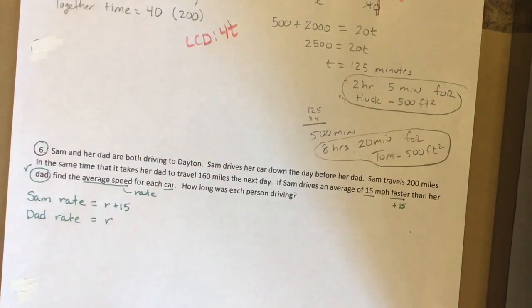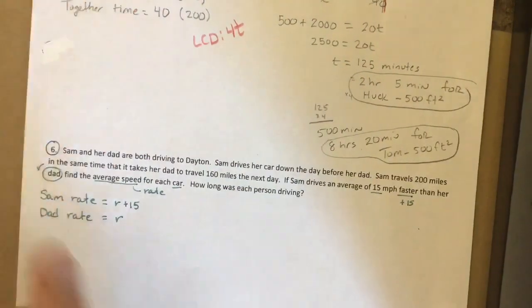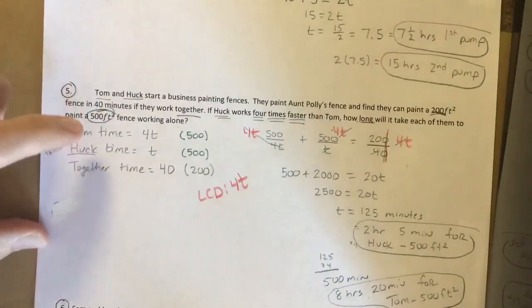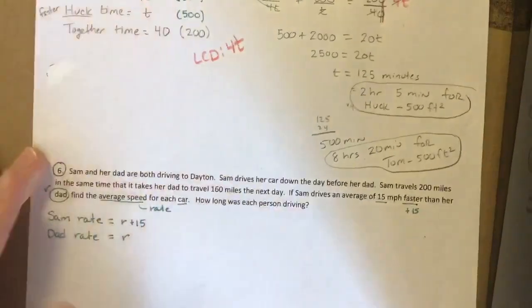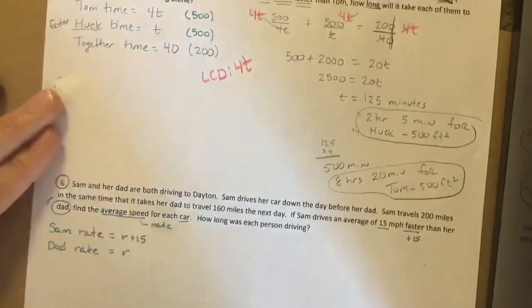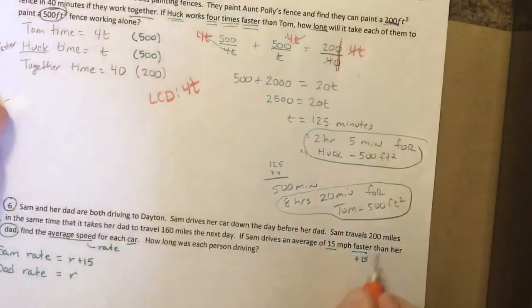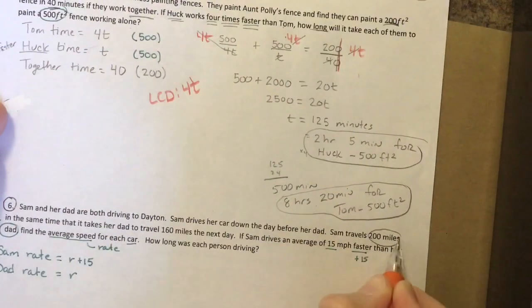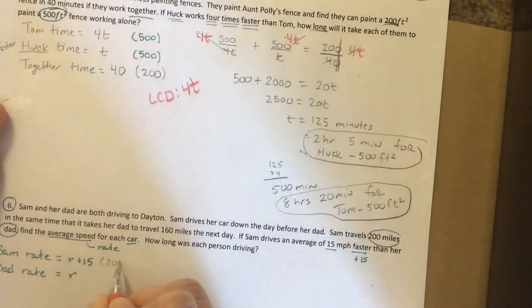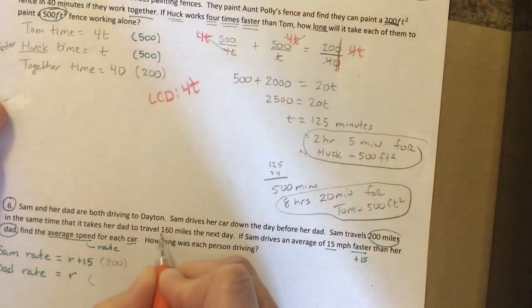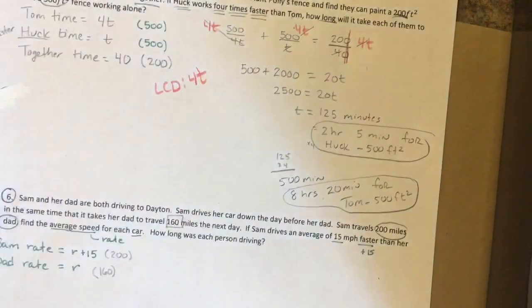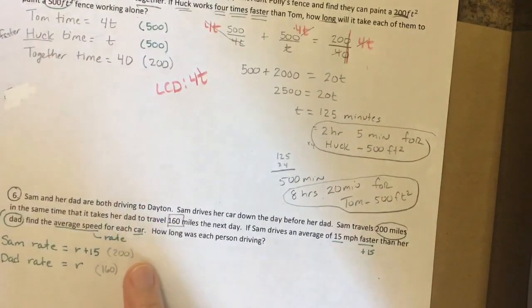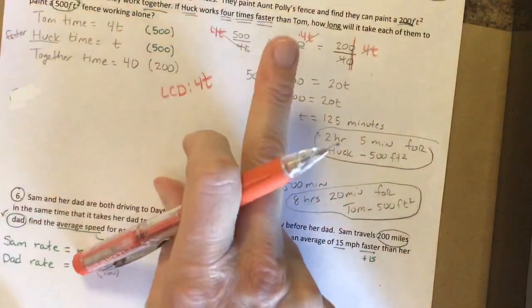Okay. Is there alone together? No, not on this one. Okay, so this wasn't alone together, right? It's just alone and alone. All right. What's their work? Well, their work is how far they're driving. So Sam's work is 200 miles. Dad, though, only went 160. So he did a little less work. Okay. All right. If we don't have alone together, I can't add anything.